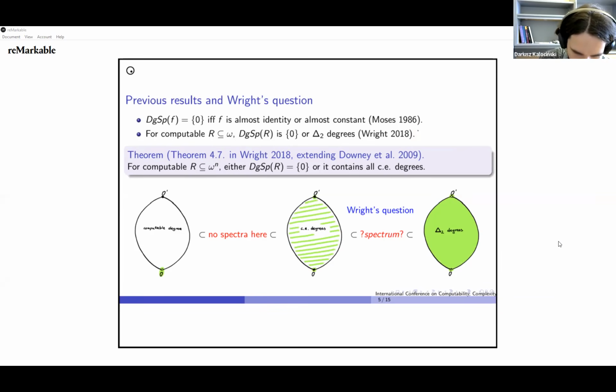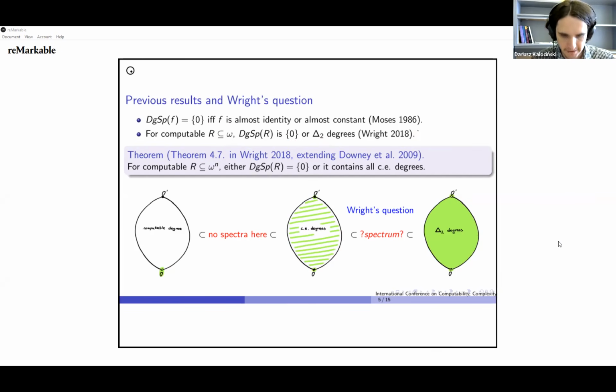In 2018, Matthew Wright showed that for a computable unary relation R, its degree spectrum is either trivial or it consists of all delta 2 degrees. So in this picture below, it's either only a computable degree in the spectrum or already all delta 2 degrees.